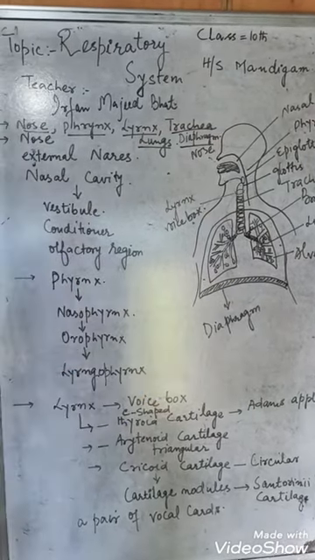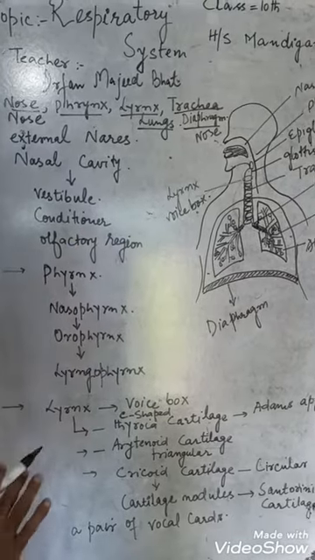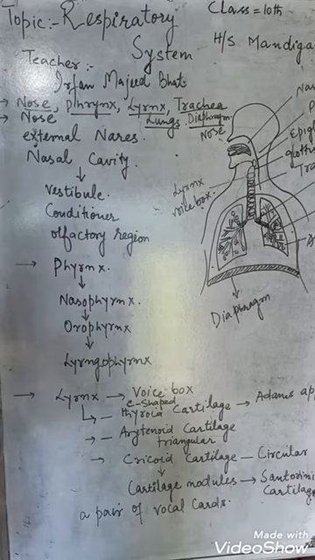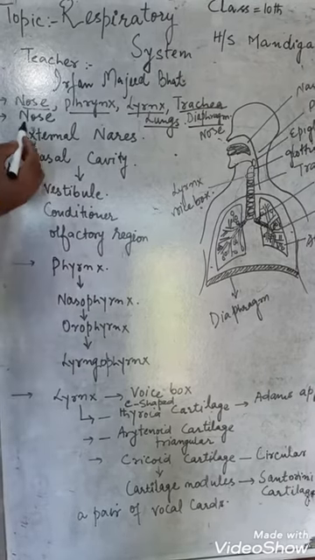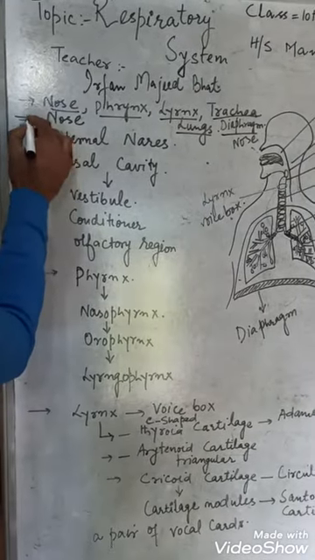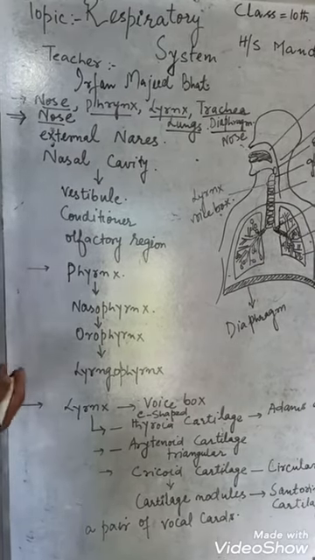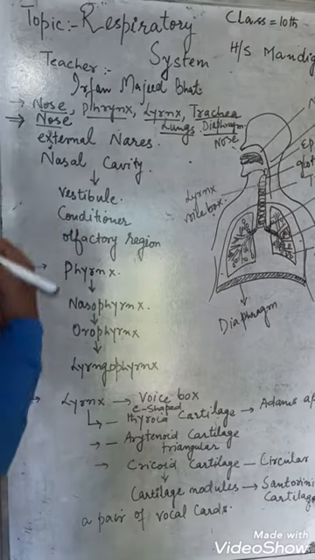Now let us discuss them one by one. It is just the respiratory system. We are not discussing the mechanism of respiration here. That I will discuss in my next lecture. So first of all, we have a part of the respiratory system, the nose, which is the most important part because we inhale through our nose.